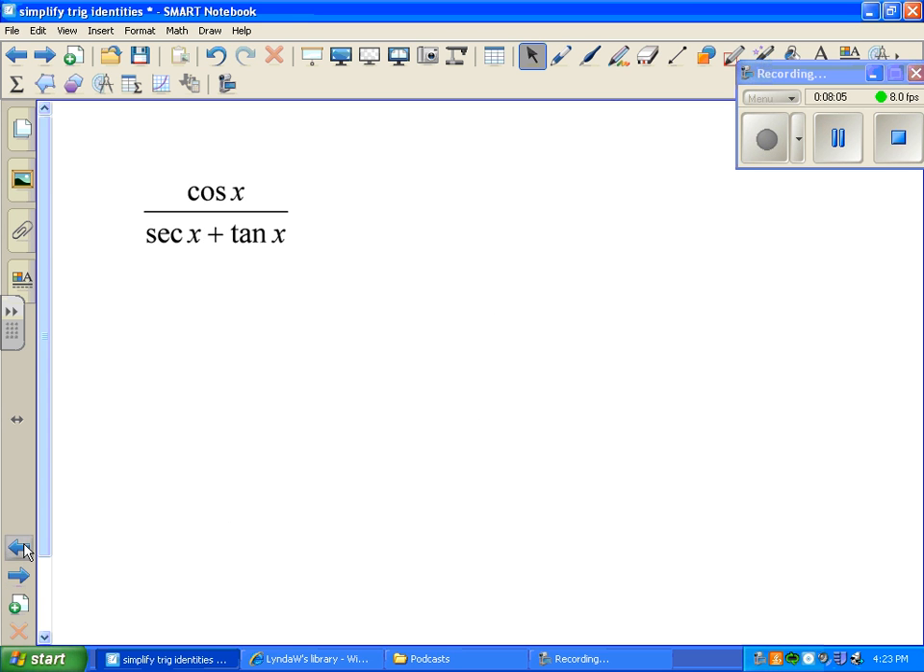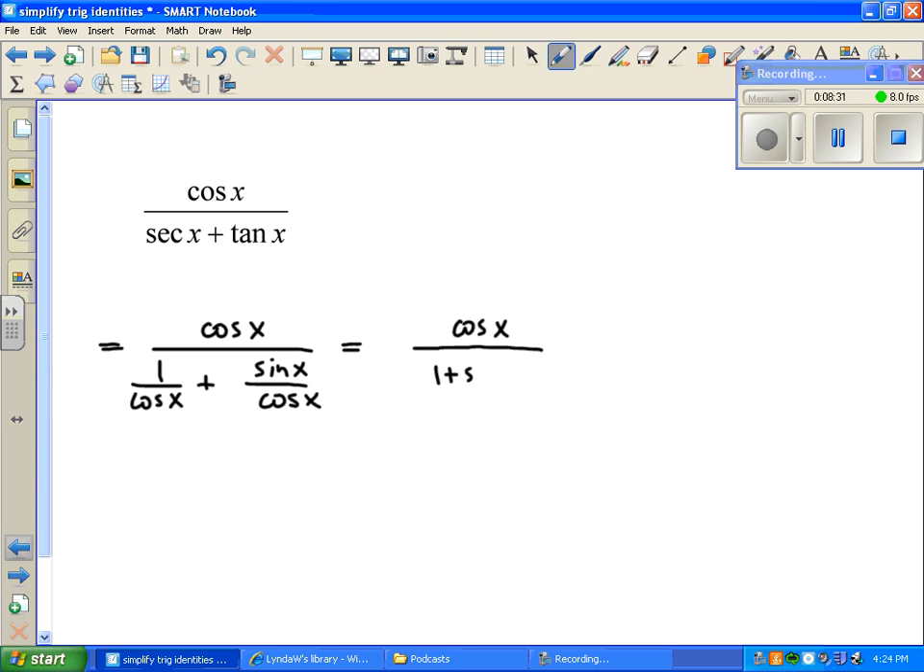Last example. If I have the cosine divided by the secant plus the tangent. Okay, my first thought on this one is to replace secant with 1 over cosine and tangent with sine over cosine. Okay, now that's kind of nice because I have a common denominator of cosine. So I have 1 plus the sine of x divided by the cosine of x.